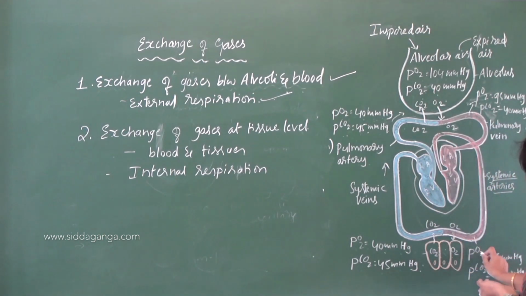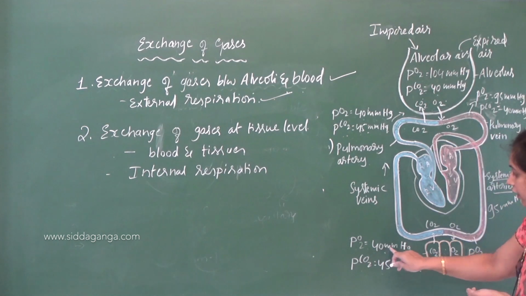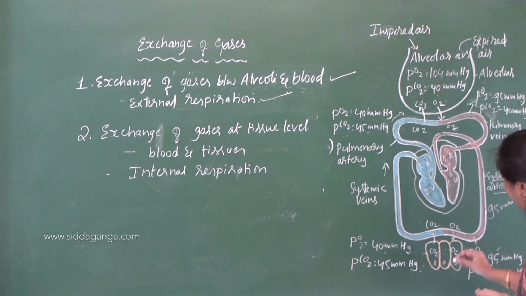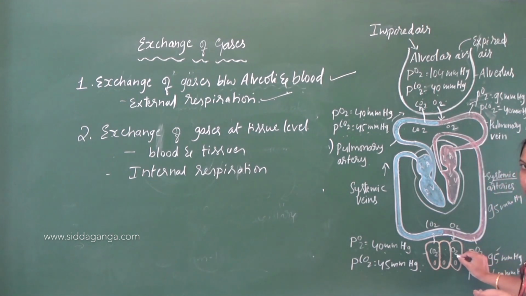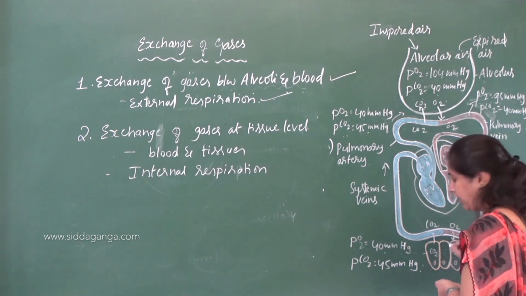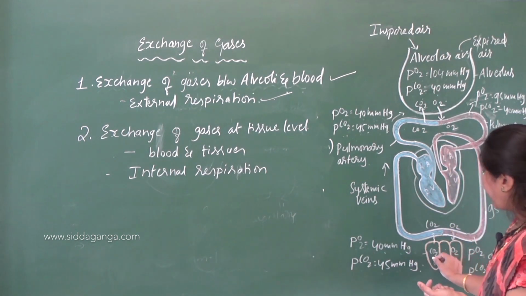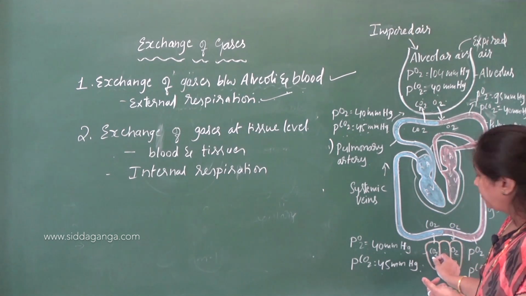Now, what is the partial pressure of oxygen in the oxygenated blood? It is 95 millimeters of mercury. And what is the partial pressure of oxygen in the body tissues? It is 40 millimeters of mercury. So the oxygen from the blood diffuses into the body tissues, wherein the cells utilize the oxygen for the breakdown of organic nutrients to release energy, and carbon dioxide is produced as an end product.